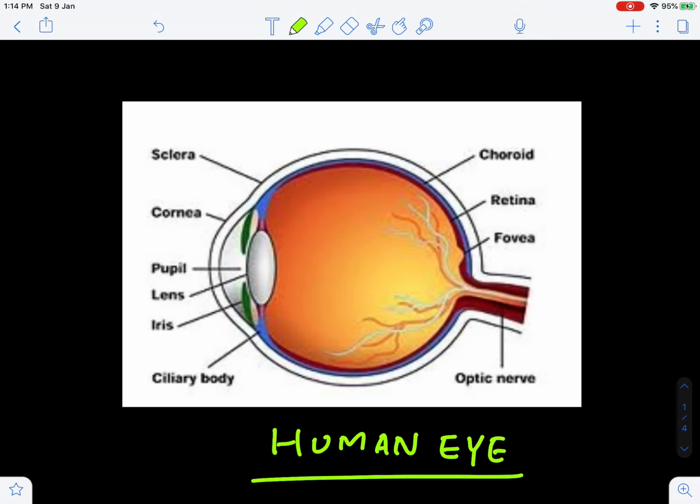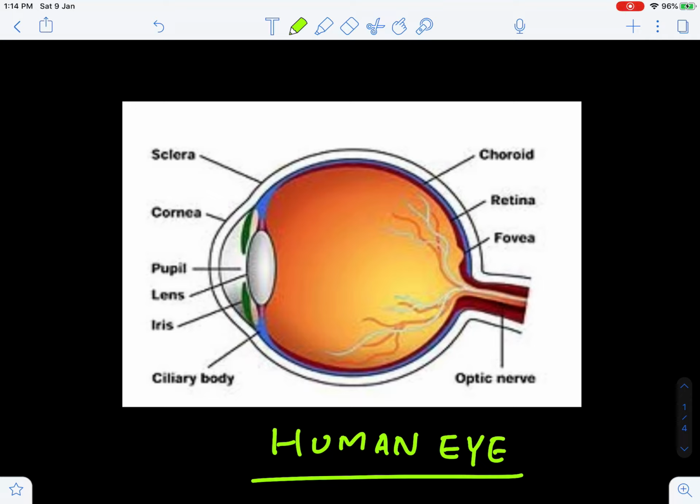Good afternoon, everyone. Today we are going to discuss the human eye. This is one topic which you will read in class 10th in both subjects, biology and physics. In biology you have not worked on all these things, but in physics there are a few important things which we have to mention here.